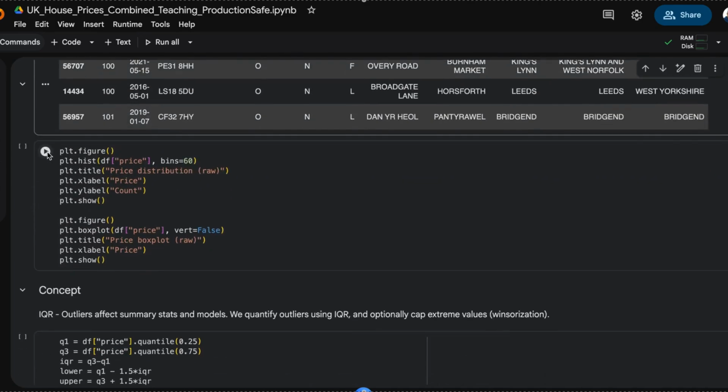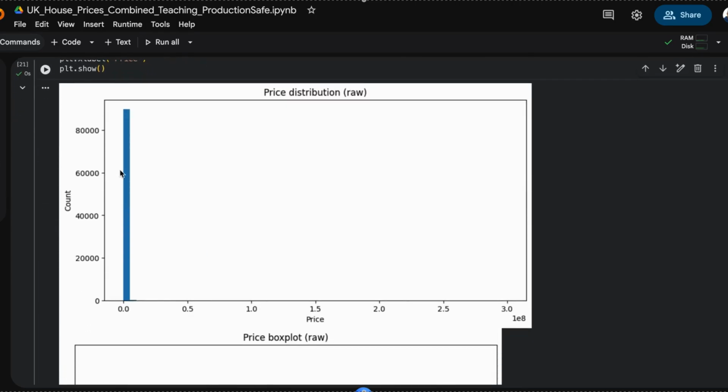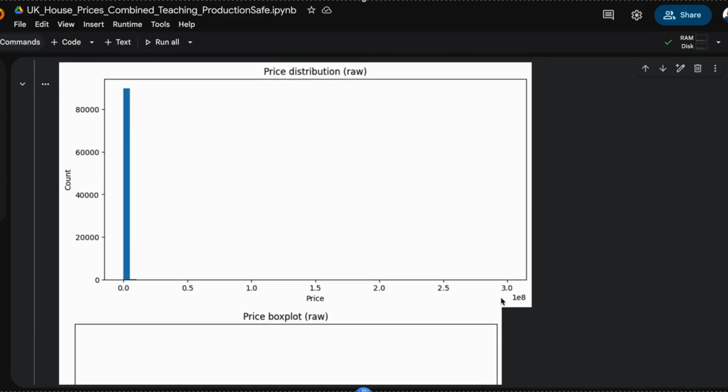Now let's visualize the distribution. We can clearly see that the distribution is heavily right-skewed. Most properties cluster in the lower price range. A long tail extends toward very high values. This type of distribution is common in housing markets. Property prices often follow a log-normal-like pattern.